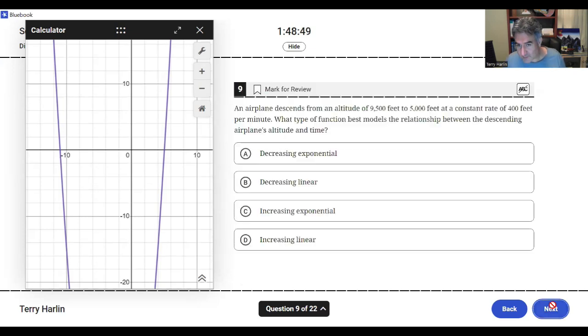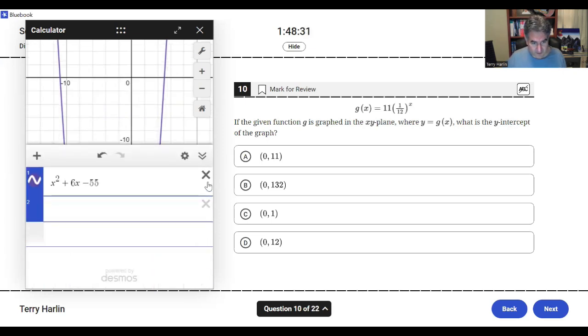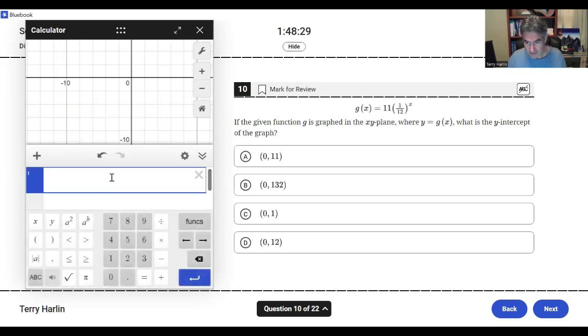Now let's look at number 10. There's another one here that's pretty interesting. If the given function g is graphed in the xy plane where y equals g of x, what is the y-intercept of the graph? Okay, so let's try this one. Let's get rid of that. And let's put in y equals 11.